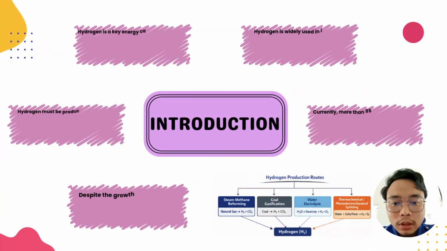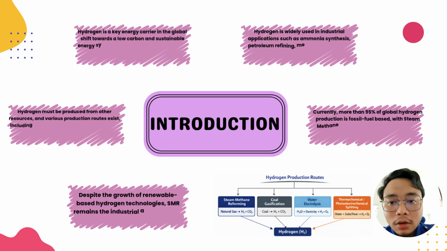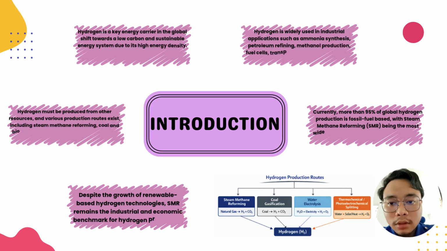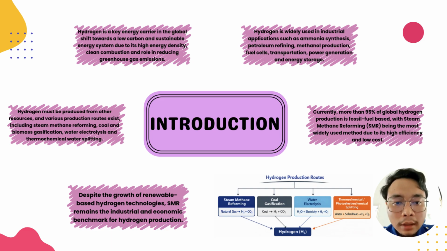Okay, now we move to the introduction. Hydrogen is a key energy carrier in the global shift towards a low carbon and sustainable energy system due to its high energy density, clean combustion, and role in reducing greenhouse gas emissions. Hydrogen is widely used in industrial applications such as ammonia synthesis, petroleum refining, methanol production, fuel cells, transportation, power generation, and energy storage. Currently, more than 65% of global hydrogen production is fossil fuel-based, with steam methane reforming being the most widely used method due to its high efficiency and low cost.